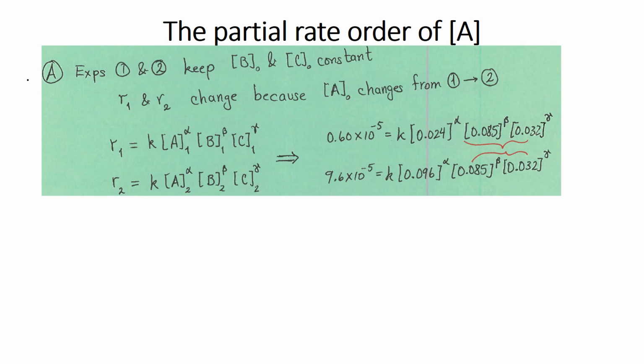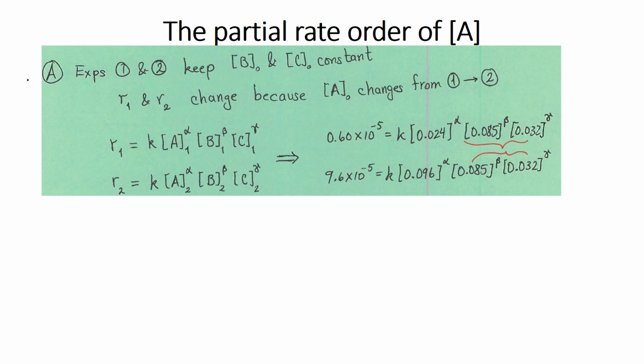So let's do first the partial order of A, or we can also say the rate order with respect to A. If you look at the data, choosing experiments 1 and 2 will keep the initial concentrations of B and C constant. So the fact that the rate changes from experiment 1 to experiment 2 is because the initial concentration of A is also changing.